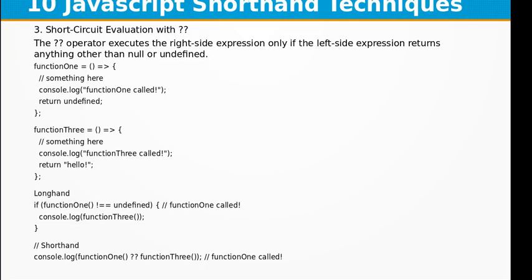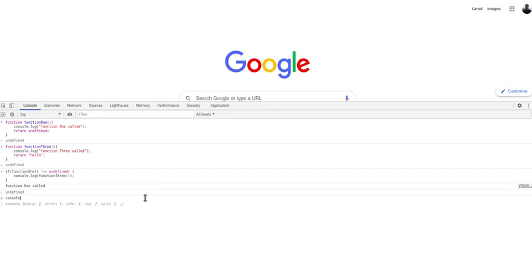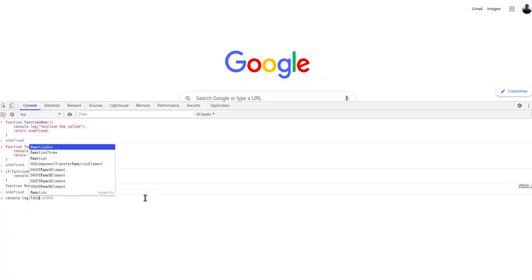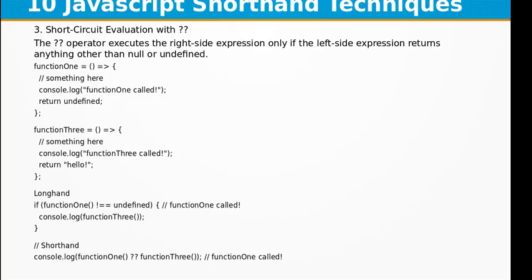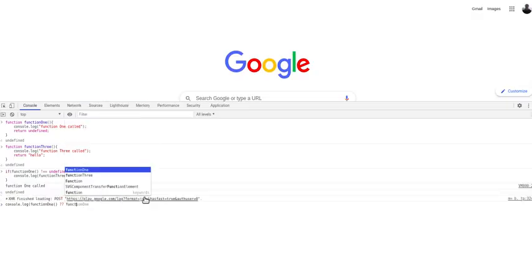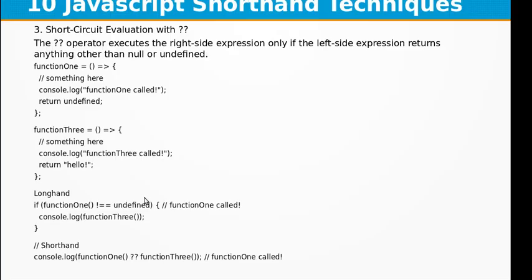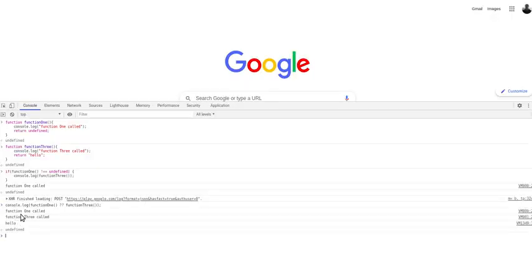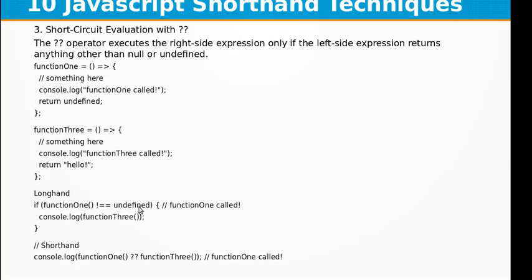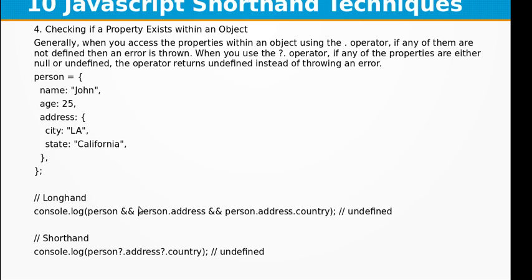Now we can do the same thing in a shorthand version. You can say console.log function 1 short circuit evaluation function 3. It says function 1 called, function 3 called, and hello. So this is the shorthand version.